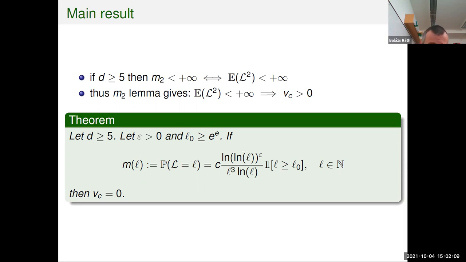I should have emphasized that for this model, the first moment is definitely finite. And since the first moment is finite, this means that if you choose the parameter V, the intensity, small, then you create a set with small density.